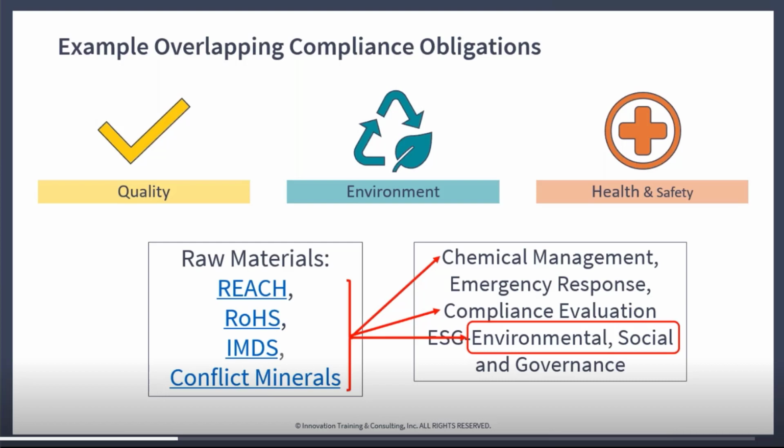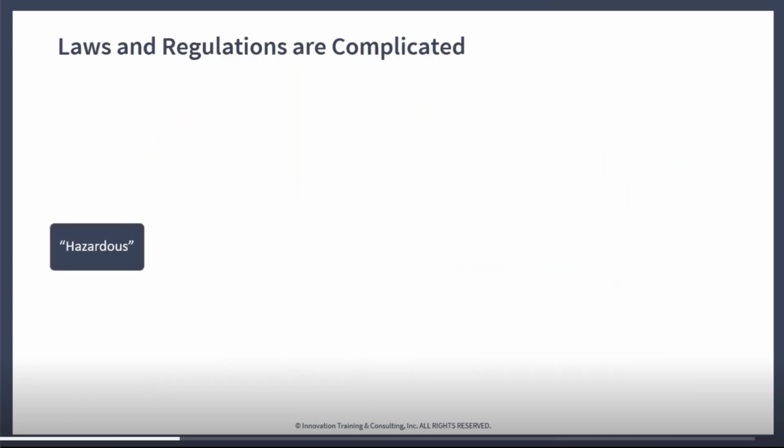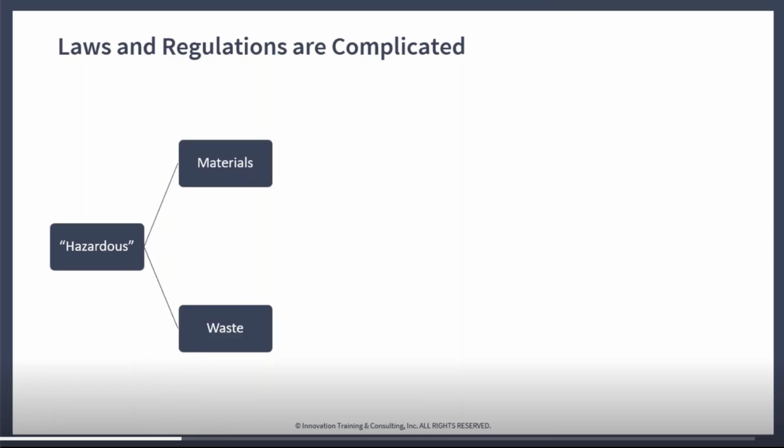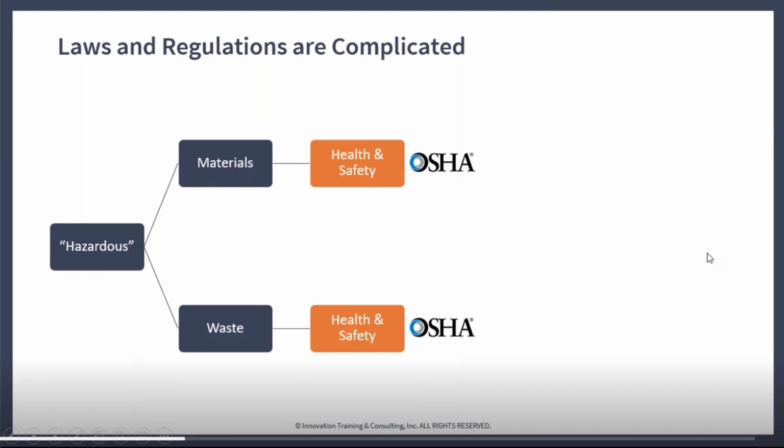Now, the laws and regulations are complicated. Hazardous is used in a variety of ways for very different reasons, and I've only taken a subset of that for this example. But we have materials, like incoming materials, that are regulated differently than waste. In the U.S., for health and safety, we'd be looking to OSHA for what the rules are. Anything that's being moved is going to be regulated through the Department of Transportation. And then environmental is regulated through the EPA.